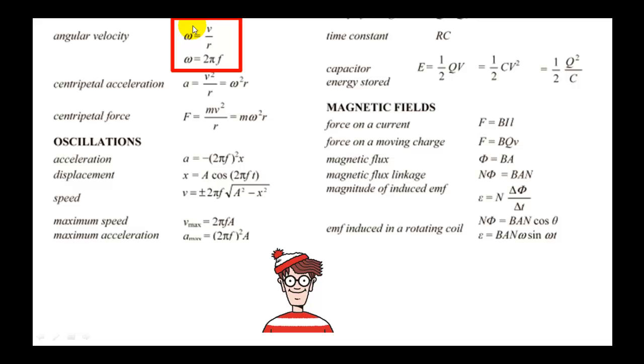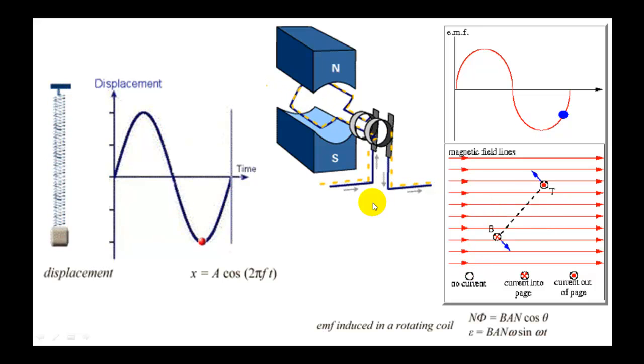So here is a close-up. Now can you spot the two omega t's on the equation sheet? If you have a look, you will see 2 pi f t, 2 pi f times t, that's the same as omega t, and here it is again, omega t. Once it comes up in oscillation, simple harmonic motion, and another time it comes up with EMF induced in a rotating coil. So you can see both of them for displacements and for EMF.